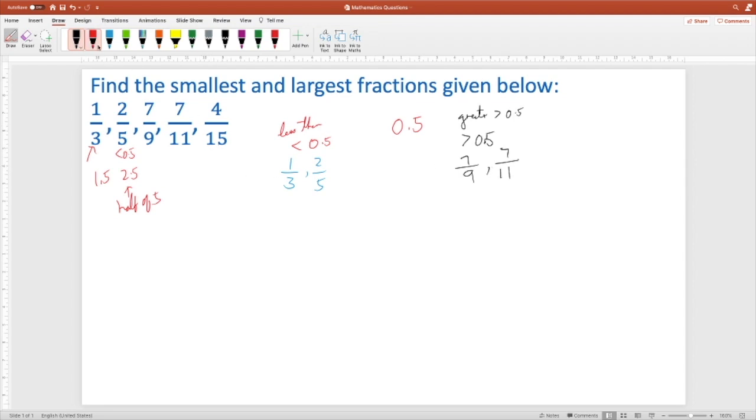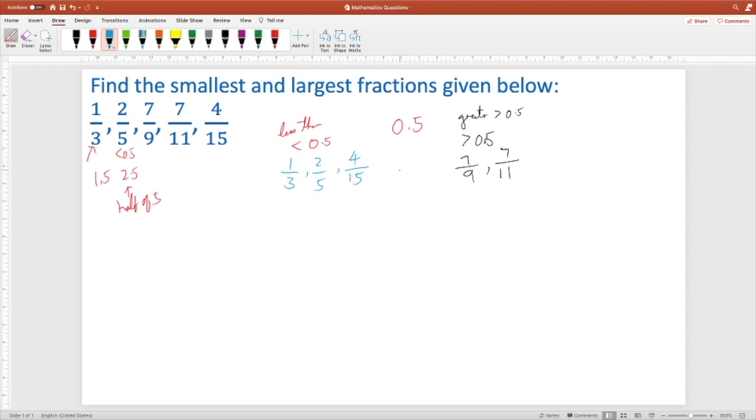So the last one would be 4 over 15. Is 4 over 15 more than or less than 0.5? Less than. Yes, less than. Why? Because half of 15 is 7.5. And 4 needs like 2.5 more, I think. No, 3.5 more, I think. Yes. So 4 is less than half of 15. So 4 is less than 7.5. So this one is less than 0.5. So we have 3 fractions right here.